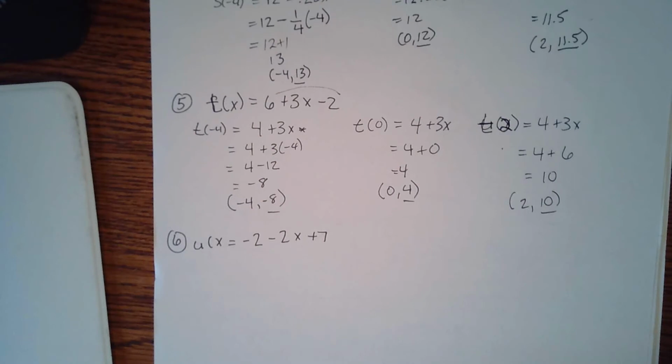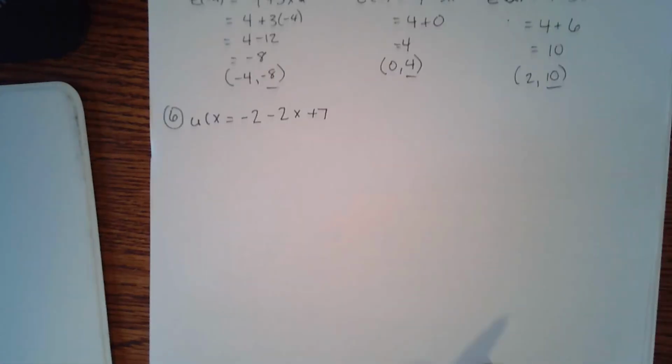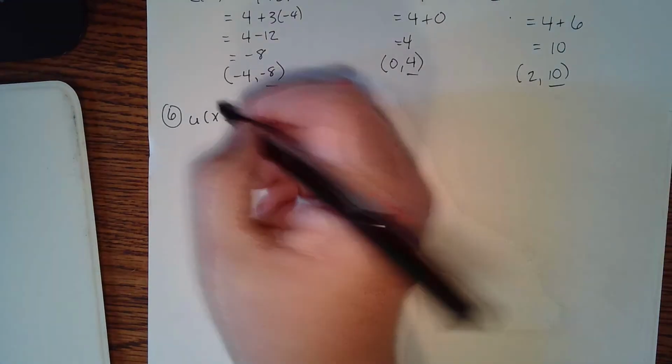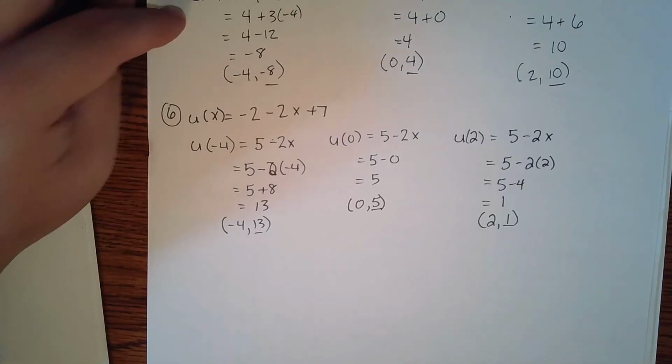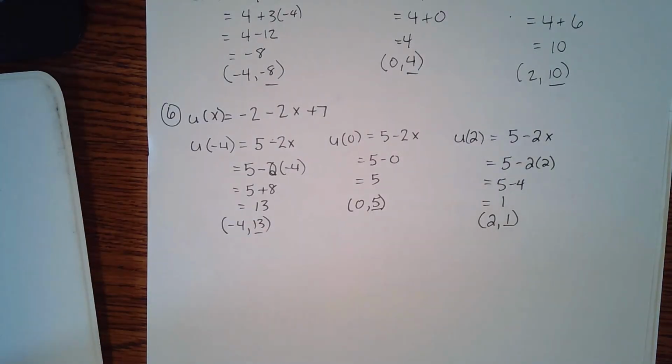Try number 6 now that we've done a couple. Try number 6. That is a u of x. Let me finish my parentheses. U of x. Remember, it's -4, 0, and 2. All right, pause the video and check back. Okay, is that what you got?